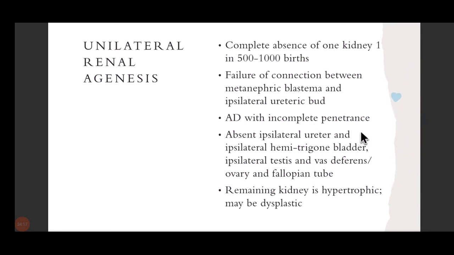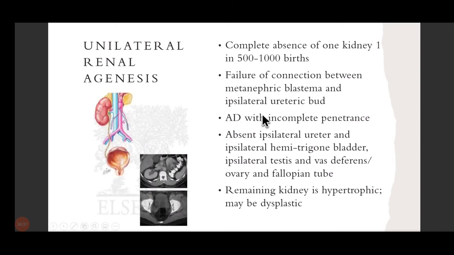What we see in this disease is absence of the ipsilateral ureter, ipsilateral hemitrigone of the bladder, ipsilateral testes and vas, and in case of female, ovary and fallopian tubes. So the remaining kidney may be hypertrophic or dysplastic. Right? So this is a diagram of unilateral renal agenesis.